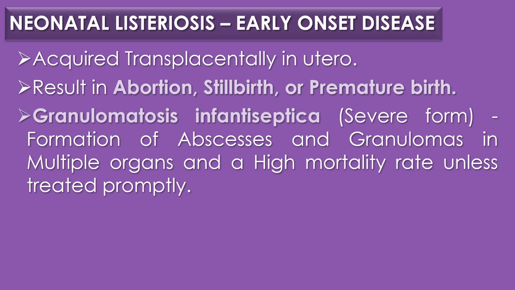Two forms of neonatal disease have been described. They are early onset disease and late onset disease. The early onset disease is acquired transplacentally in utero. Early onset disease can result in abortion, stillbirth or premature birth.